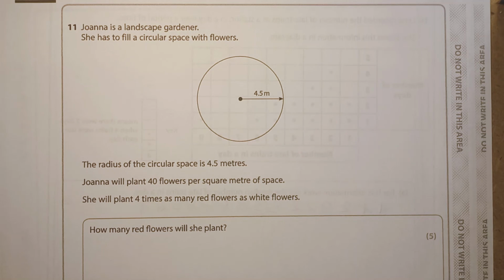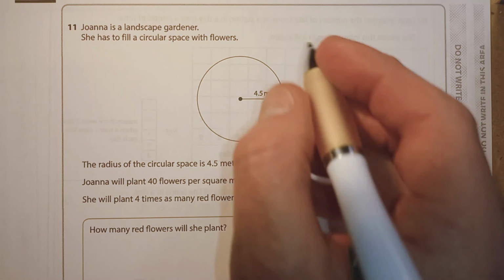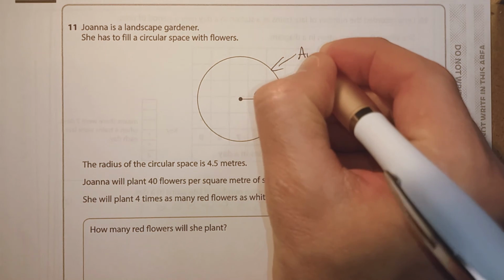Okay, well, let's work out how many flowers there are in total, first of all. To do that, we want to know how many metres squared. So in other words, we want the area of the circle.